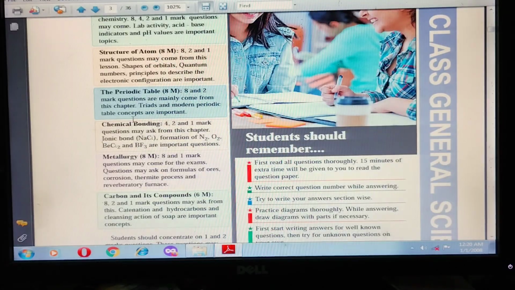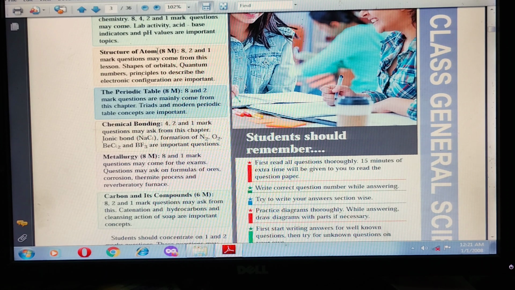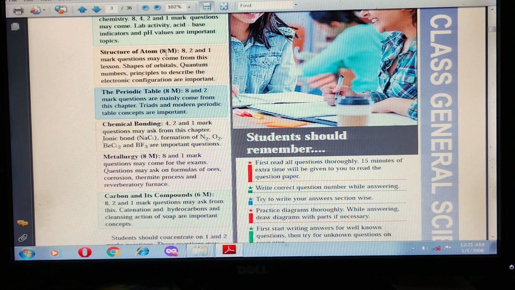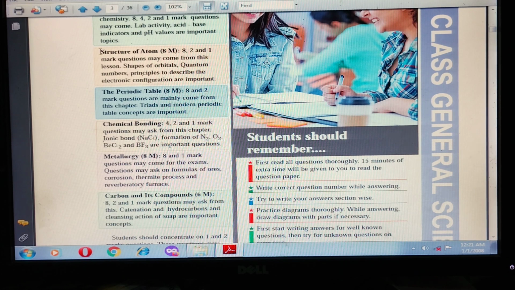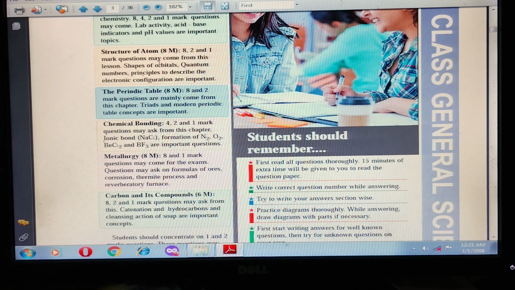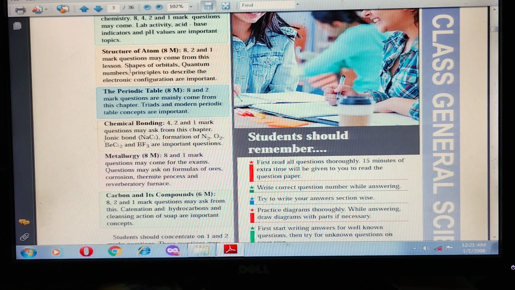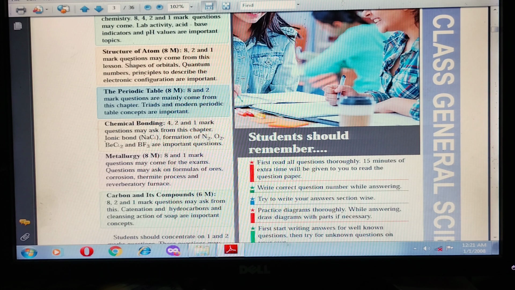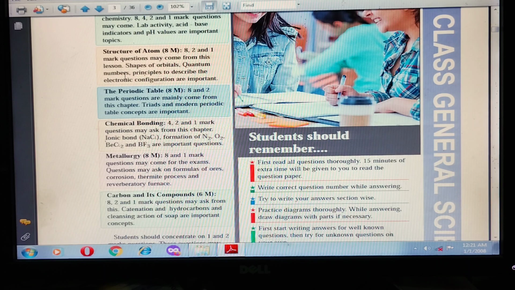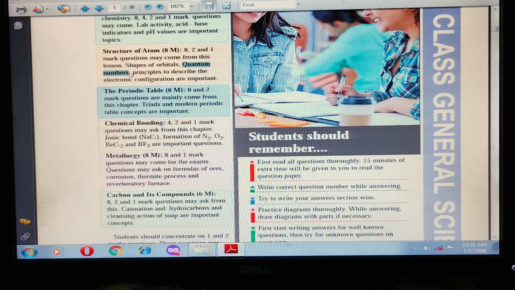Next concept from chemistry is structure of atom. From this chapter there is a chance of getting 8 marks, but in the pre-final examination they also gave questions from this chapter. Here 8 marks, 2 marks and 1 mark questions may come from this lesson. Shapes of orbitals. In the pre-final examination they asked the shapes of p and d orbitals. And quantum numbers, we have 4 quantum numbers: principal quantum number, spin quantum number, magnetic quantum number and angular momentum quantum number. Very, very important questions, you should focus on these quantum numbers.